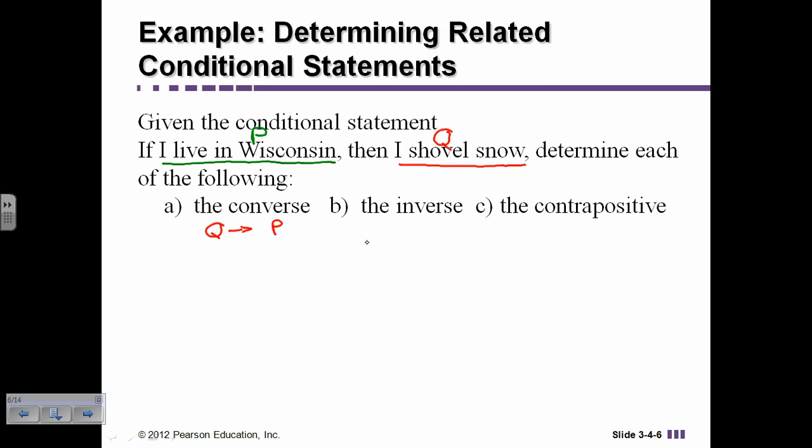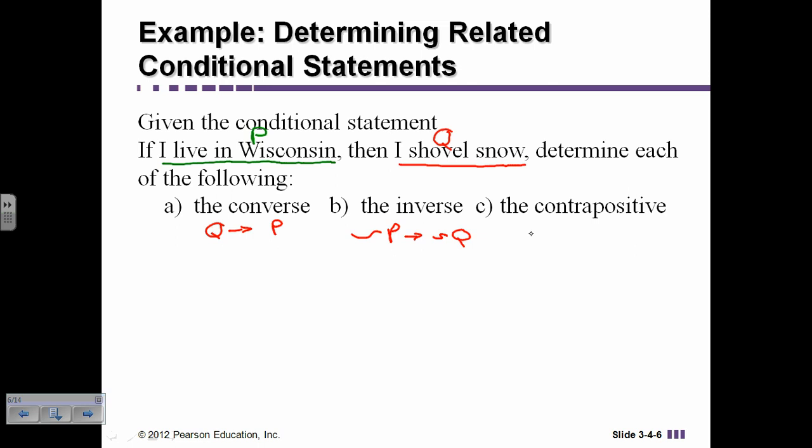Okay, with the inverse, we're going to negate the P and we're going to negate the Q. Now when we do this, we always go back to the original conditional statement that we started with. So if I negate the P, I would end up with, I do not live in Wisconsin. And if I negate the Q, then I would end up with the statement, I do not shovel snow. So if I wrote the inverse of this statement, I would write, if I do not live in Wisconsin, then I do not shovel snow.